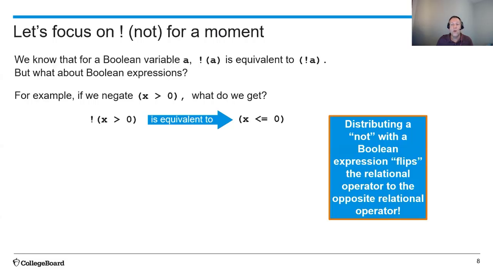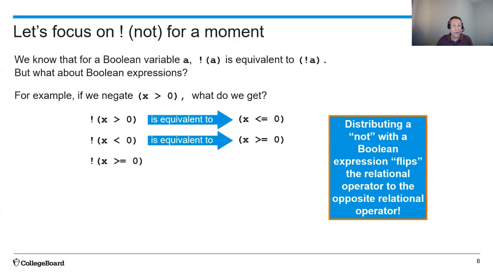And this works for all of our relational operators. When you distribute a not with a Boolean expression, it flips the relational operator to the opposite relational operator. So for instance, this works for all of them. If I say not (x less than 0), that's the same as saying, well, evaluate x greater than or equal to 0.